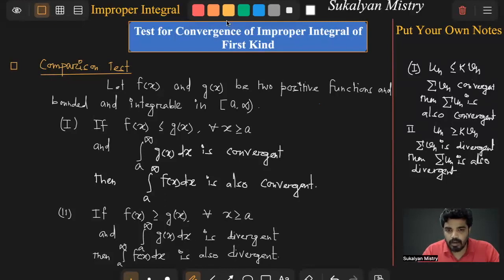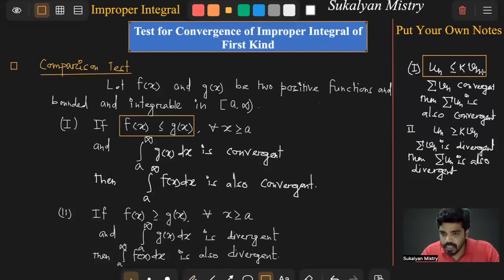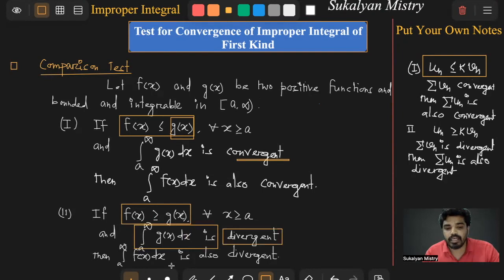Okay, দেখো same concept. If un less than equal to k into vn, here fx less than equal to gx. If vn is convergent, then un is convergent. So if integration a to infinity gx dx is convergent, then integration a to infinity fx dx is also convergent. Take number 2, if fx greater than equal to gx and integration a to infinity gx dx is divergent, then we conclude that integration a to infinity fx dx is also divergent. Okay, clear?